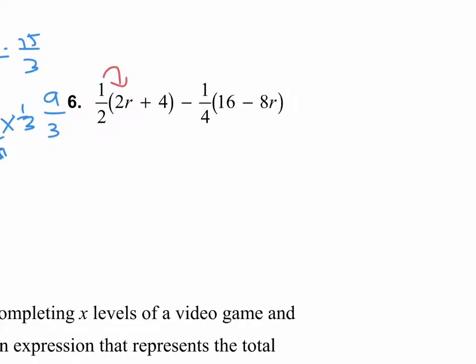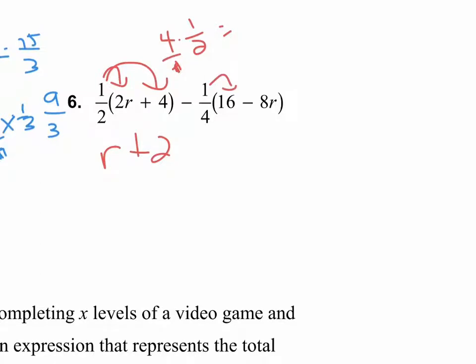Alright, number 6. Okay, we have two things to distribute, so I distribute that 1/2 through first. 2r times 1/2, half of 2r is just r. And then 1/2 times 4, if you need to, you can come up here, times it by 1/2, 4 over 1, right? And then we get 4 over 2, which is the same thing as 2, half of 4.